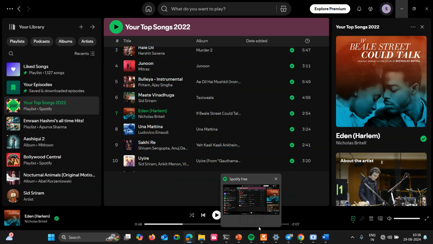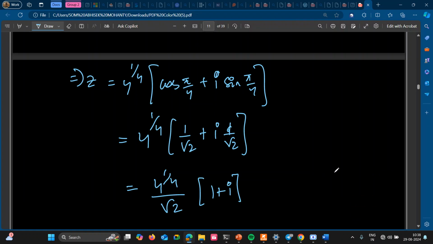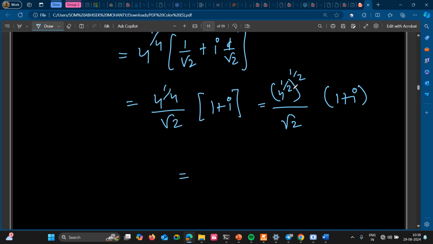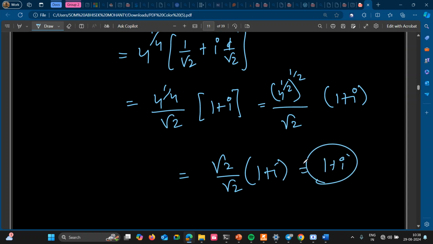So what can we do from here now? Okay, 4 to the power 1 by 4, can I write it like this? 4 to the power 1 by 2, whole to the power 1 by 2, divided by root 2, times (1 plus i). 4 to the power 1 by 2 can be written as 2, so this becomes 2 to the power 1 by 2, that is root 2. So root 2 by root 2. See? It becomes so simple now. 1 plus i. This is the final expression. 1 plus i. Okay. So what can we do now? What can we do now?